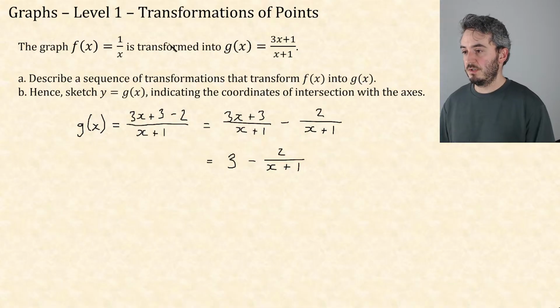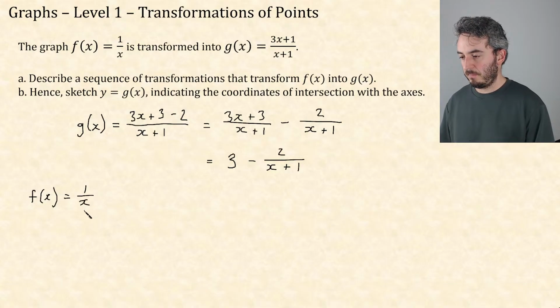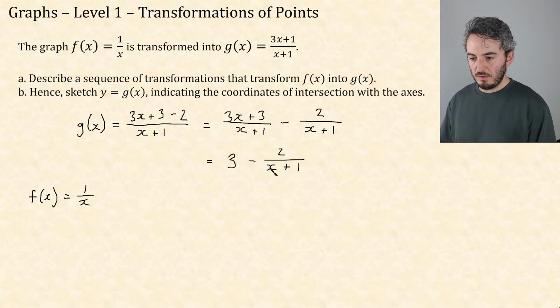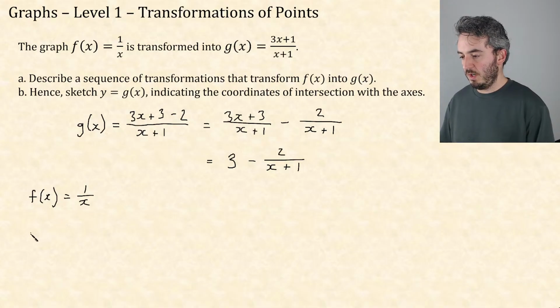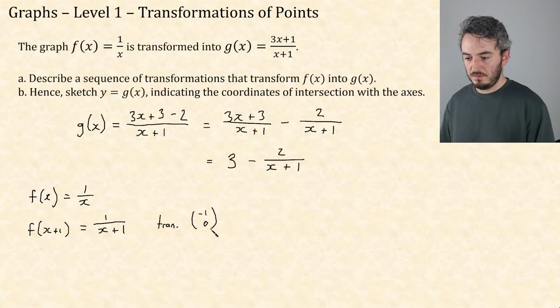Here's the sequence of transformations. I start with 1 over x. First thing, I replace the x with x plus 1. So f of x plus 1 is 1 over x plus 1. So that is a translation of 1 unit to the left. So minus 1, 0.